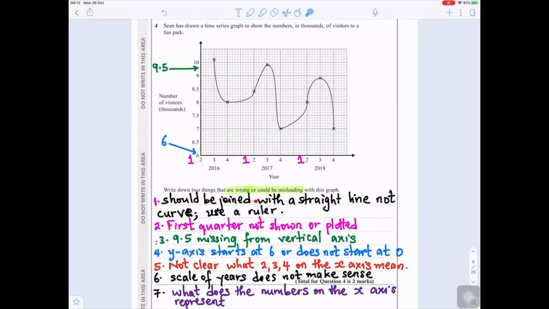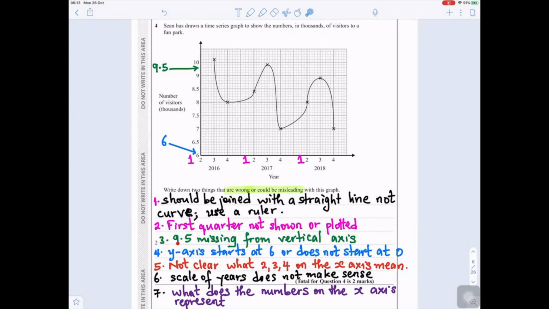They should be joined with a straight line, not a curve. Use a ruler. You can see there is a curve drawn to join the points. It should be a straight line joining the points, not a curve. So you should join the points with a straight line. The second reason, first quarter not shown or plotted.